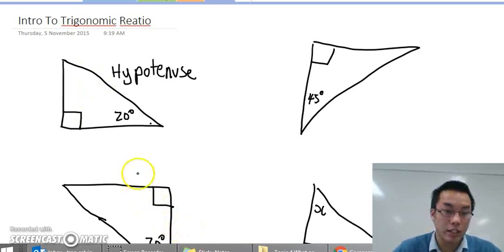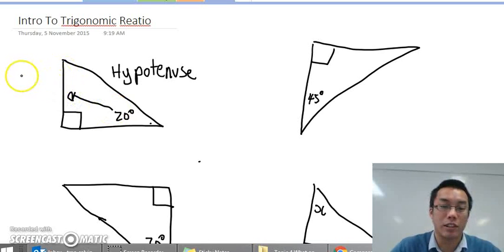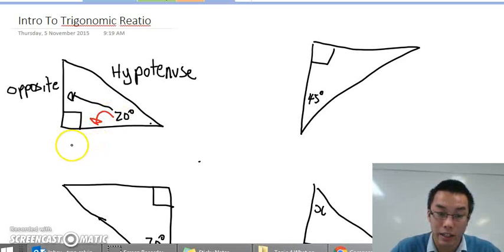So the side that is opposite the angle, we call that the opposite. And the side that is near the angle, or adjacent to the angle, we call that the adjacent.